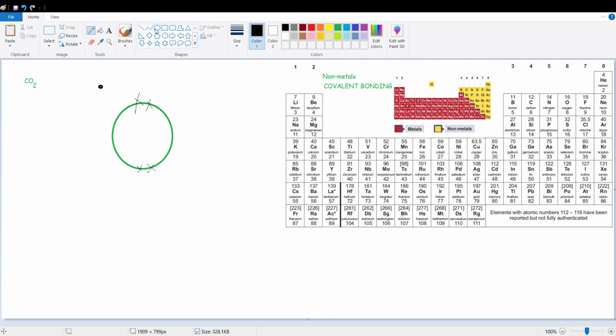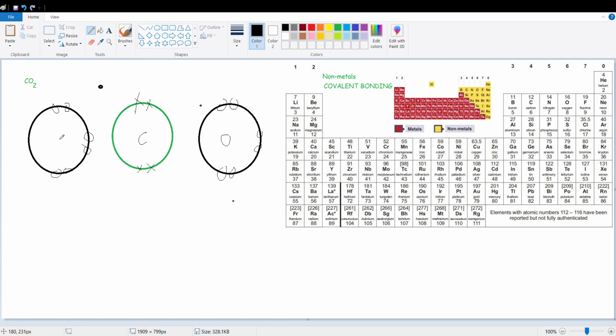We have oxygen, so we take 1 oxygen here, 1 oxygen here, because there are 2 oxygen. But exactly, an oxygen contains 6 electrons in the outermost shell. So this time I take dots here, 1, 2, 3, 4, 5, 6, and same thing here, 1, 2, 3, 4, 5, 6. Let me write down the name. We have oxygen, this is carbon, and this is oxygen here.